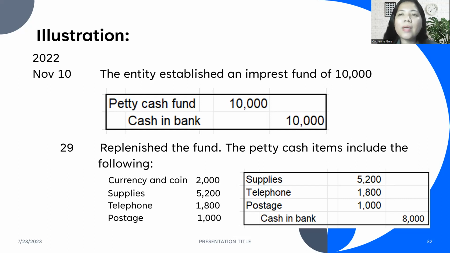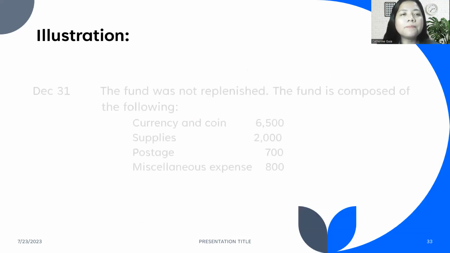Please take note that in replenishment, you do not use petty cash fund as your credit, but instead cash in bank. And every time that there is payment of expenses out of the fund, remember under the imprest system, there is no journal entry, but a memo entry. So what will you do? The expenses will only be recorded under imprest system when there is a replenishment of fund.